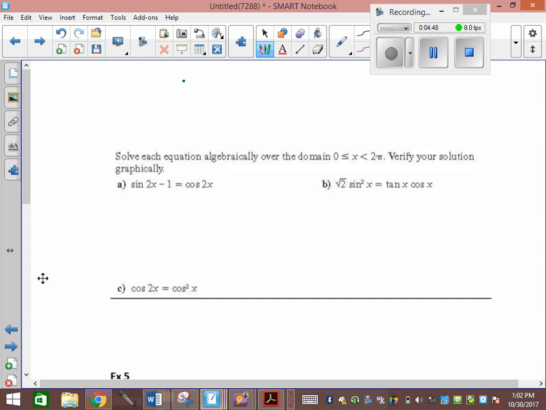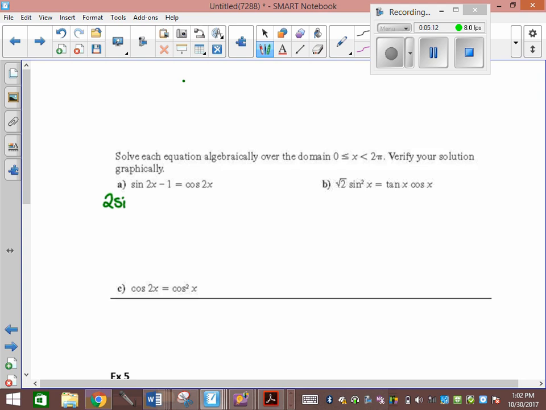It says, solve each equation algebraically over the domain 0 ≤ x < 2π. Verify your solution graphically. So we have sin 2x − 1 = cos 2x. This one's a little bit more tricky, but what I do know is that sin 2x only has one formula I can switch out. So I'm going to do that one first.